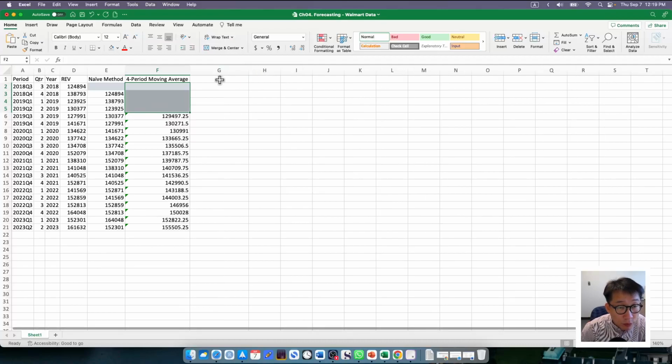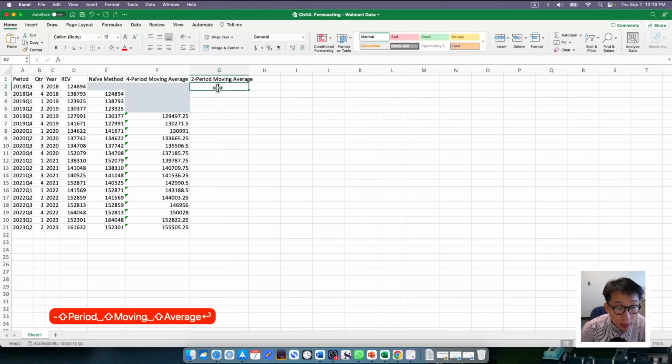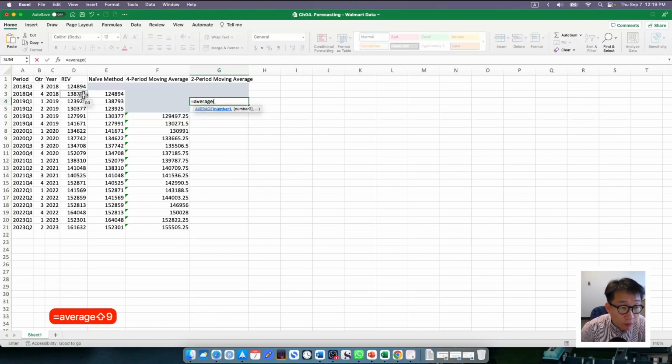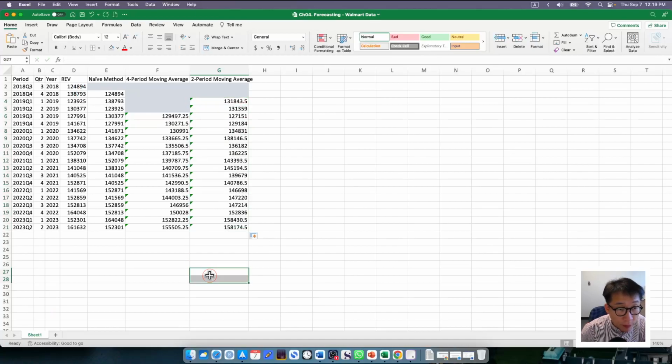So if I were to do a 2-period moving average, I'm leaving 2 periods out, and then I'm starting from the 3rd period. Don't do average for those 2 values because those 2 have no meaning in your 2-period moving average, because those are predictions or forecasting under naive method. What you want to do is use the previous 2 periods. You calculate the average. Double click or drag it to fill. So these are the first 2 methods, naive and moving average.